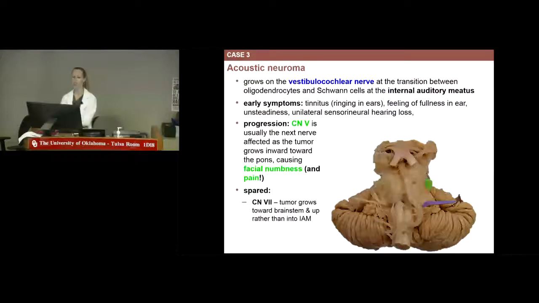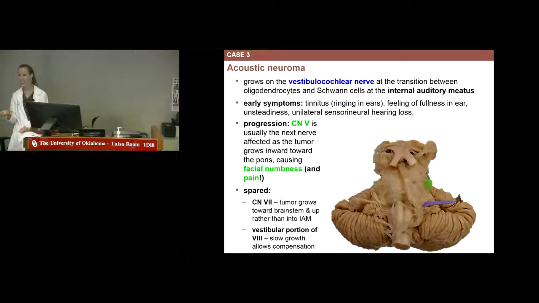All right, so 7 is spared in this case. In terms of that issue with the corneal reflex, it probably wasn't 7 as a problem because 7 is usually spared, as this thing doesn't grow into the meatus, it grows in towards the brainstem. And then she had some mild unsteadiness, but she did not report vestibular symptoms. She did not say she was dizzy. She did not say she was having trouble standing up.